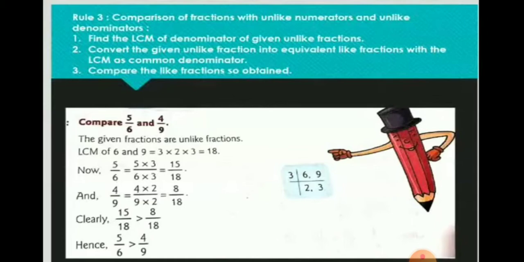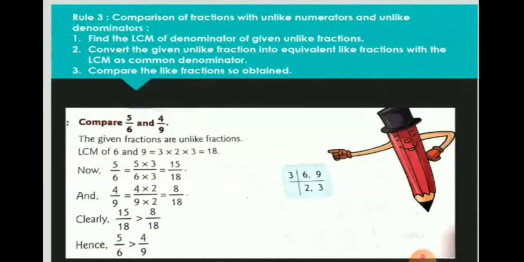We will see the multiple of 9 for 18. So it is 2 times. So we will multiply 9 by 2. And again we will multiply the numerator also by 2 and we get 8 upon 18. Clearly, 15 upon 18 is greater than 8 upon 18.